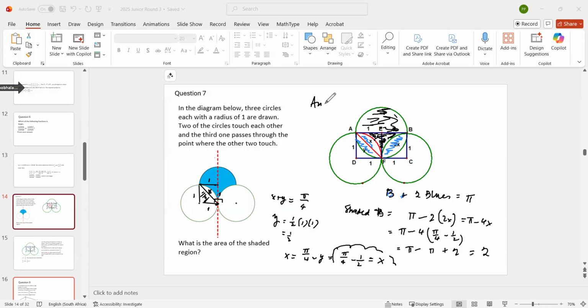Very nice answer for a rather odd shape. And so the area of the shape is actually 2. No pi or anything like that. It's a nice round number. Okay, so that takes care of question 7.